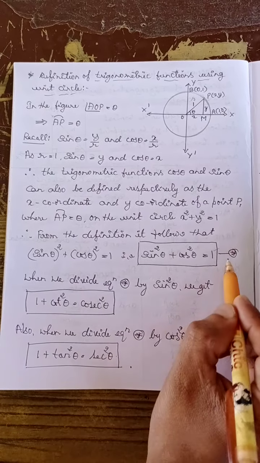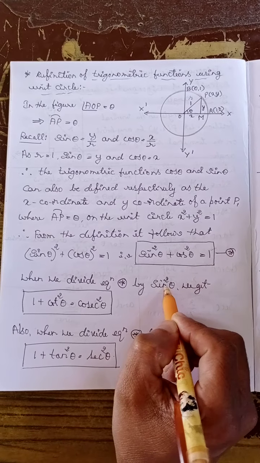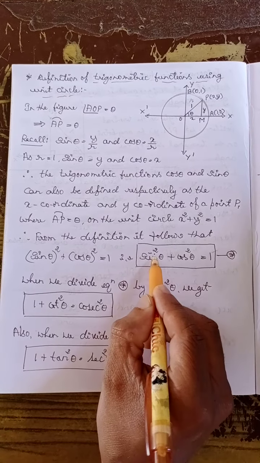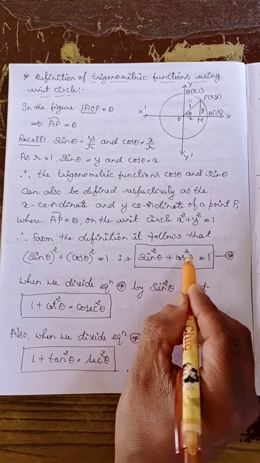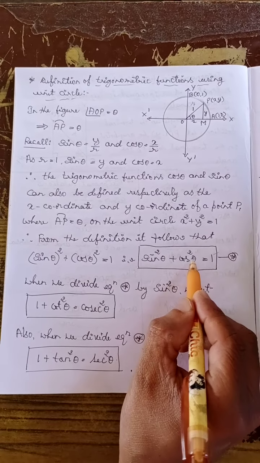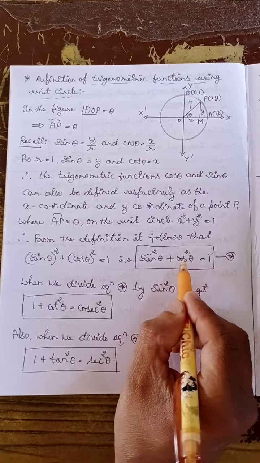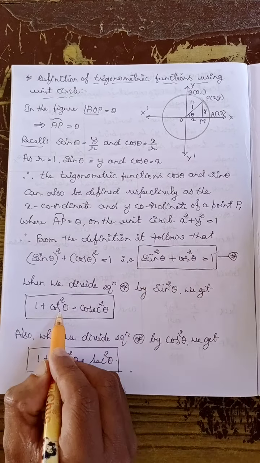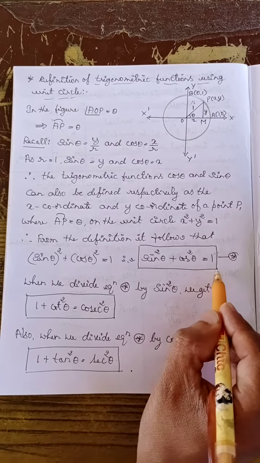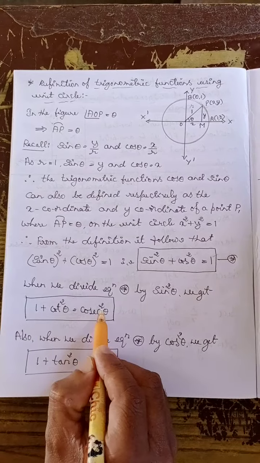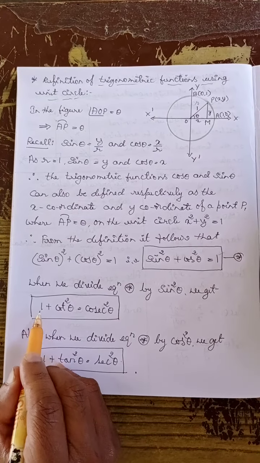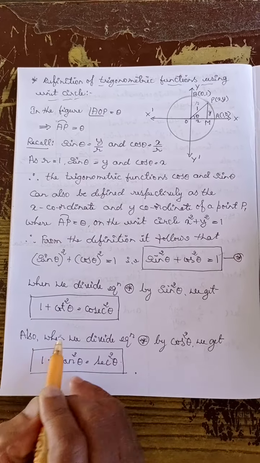Now whenever we divide this equation star by sin square theta, we have sin square theta by sin square theta, which is 1, and cos square theta by sin square theta, that is the same as (cos theta by sin theta) whole square, which is cot square theta. So cot square theta is equal to 1 by sin square theta, which is cosec square theta. Hence another identity is 1 plus cot square theta is equal to cosec square theta.